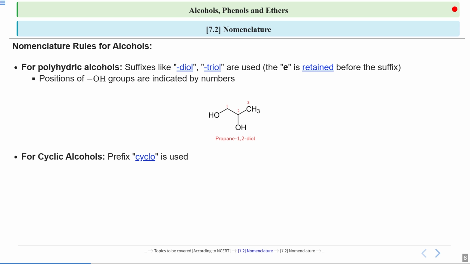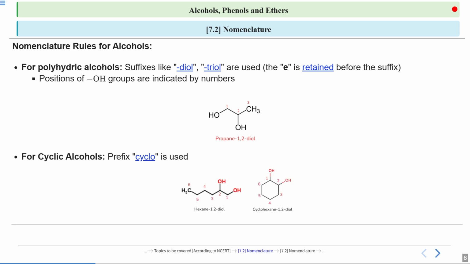Next, we talk about the cyclic alcohols. While naming the cyclic alcohols, the prefix cyclo is used. Prefix means you have to put cyclo before the name of the alcohol for the cyclic alcohol. You can see in these structures, one is hexane 1,2-diol, which is a straight chain polyhydric alcohol containing two hydroxy groups, and the positions of the OH groups are indicated by the numbers 1 and 2. The lowest possible number is given to the carbon. Similarly, for the cyclic alcohols, we are using a prefix cyclo. Other than that, every rule is the same.